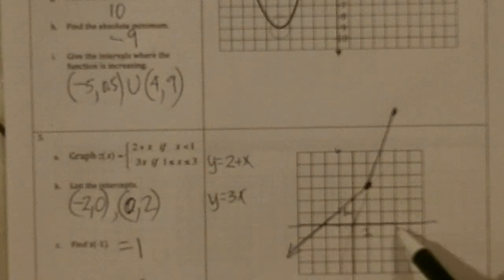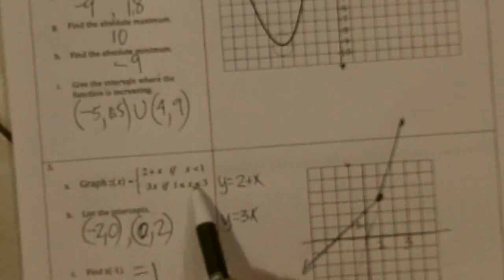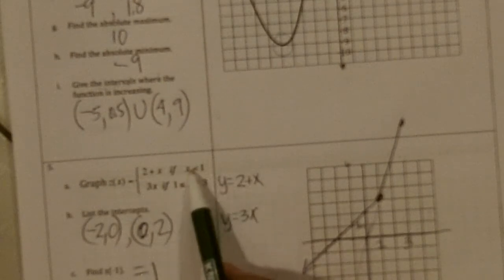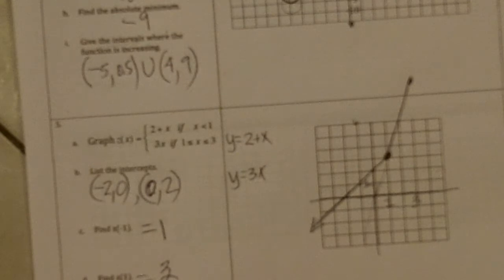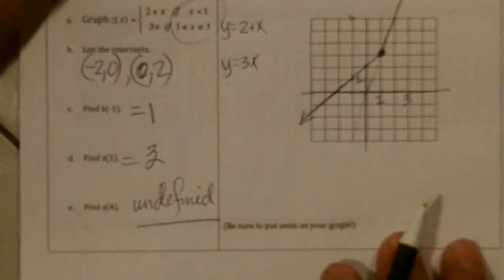What would we get at 4? Well, this graph stopped at 3. It didn't get out to 4. 4 is not in between 1 and 3 or equal to the ends. It's not less than 1, so this is undefined. The graph doesn't show it, and the domains up here don't show it. So that's it.